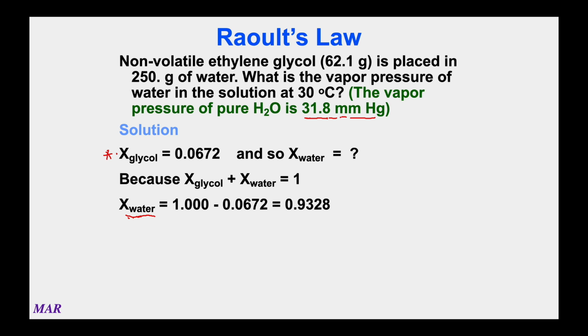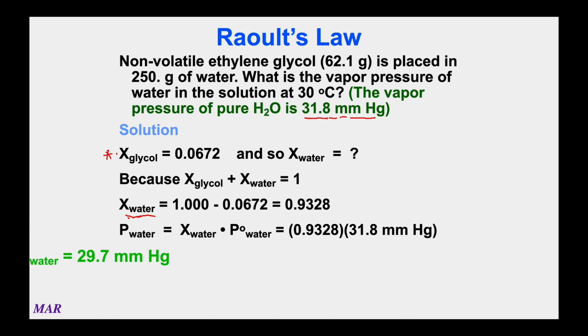We saw earlier the mole fraction of ethylene glycol, 0.0672. There are only two components, ethylene glycol plus water, so together the mole fractions always equal 1. So 1 minus 0.0672 equals 0.9328, which we might have talked about before, but it's important to highlight again. That's the mole fraction of the solvent in the solution, and that's important. We're going to take that number and multiply it by 31.8, and the answer that you get is 29.7.